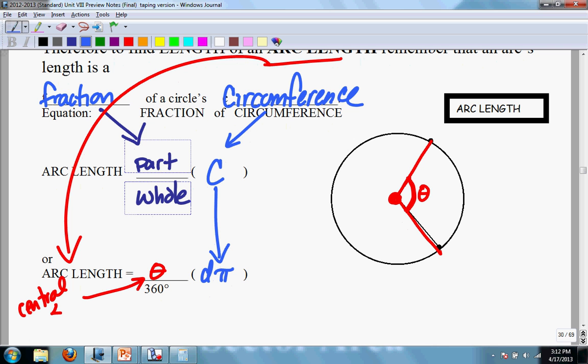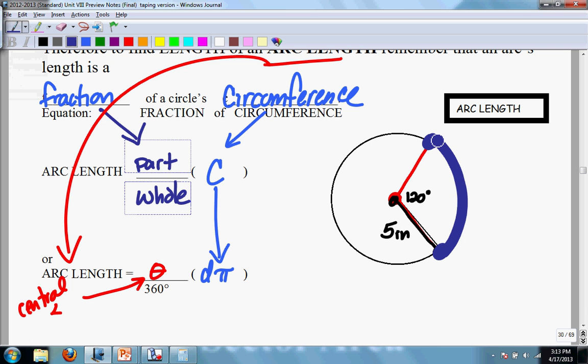Let me give you a quick little example. Let's say our radius is 5 inches, and let's give our theta an actual measurement. Let's say our theta is 120 degrees, and I want the length of this arc.